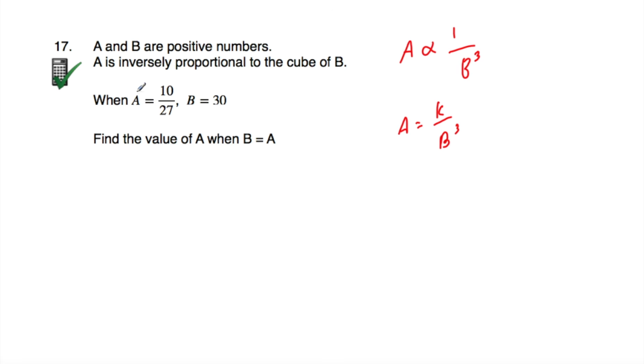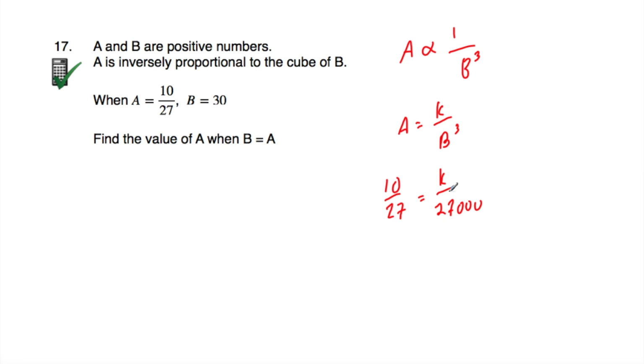And we're told some information here. We're told that whenever a is equal to 10/27, b is equal to 30. So let's substitute those both into this formula. So a is 10/27, and that's equal to k divided by b cubed, and that'd be 30 cubed, and 30 cubed is equal to 27,000.